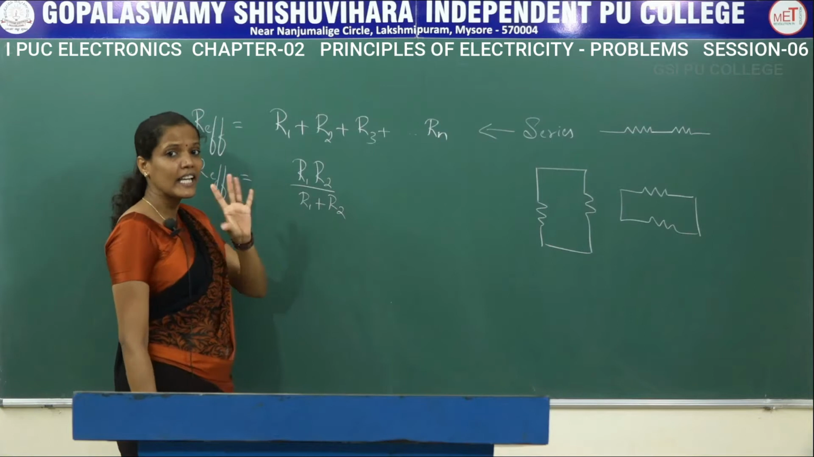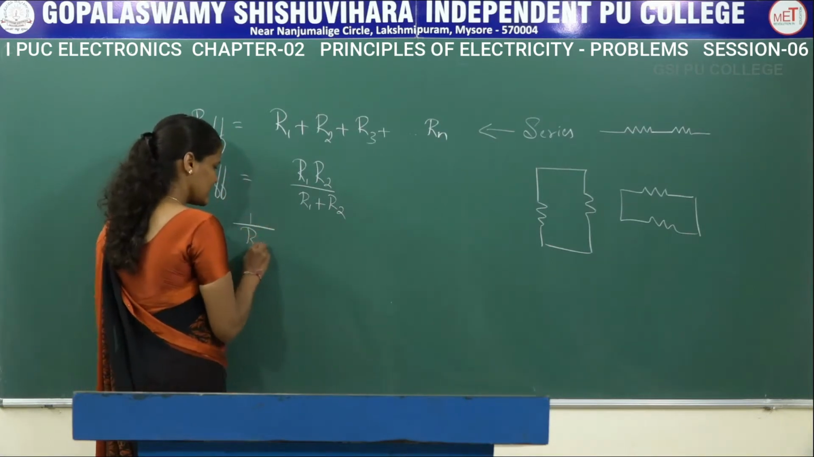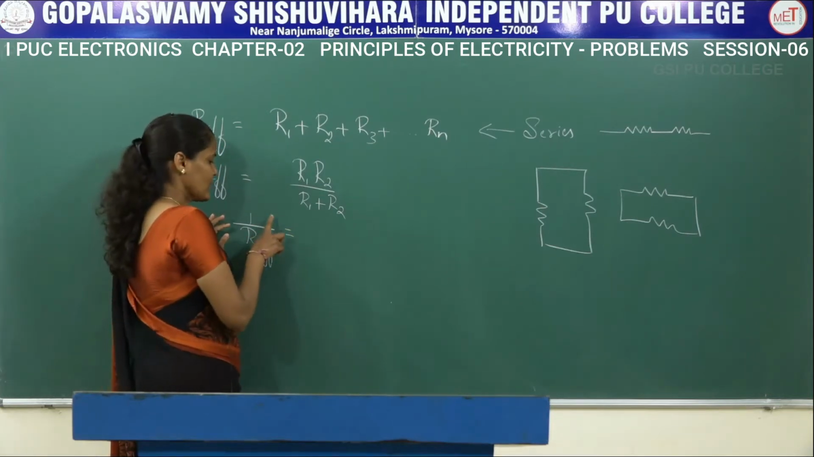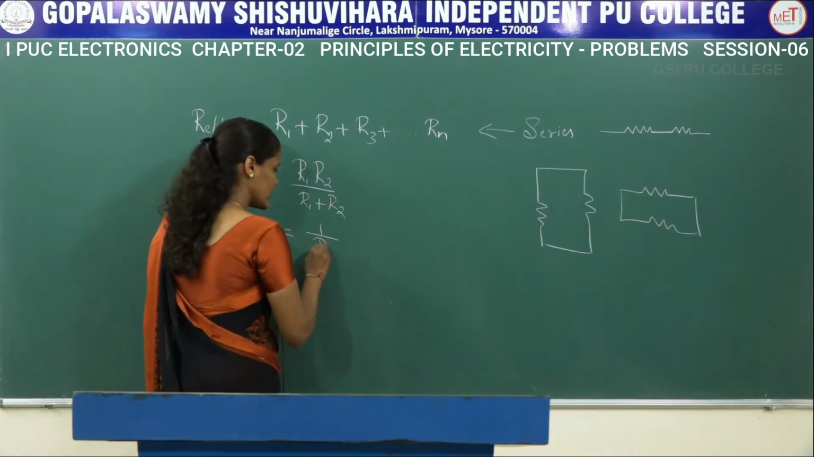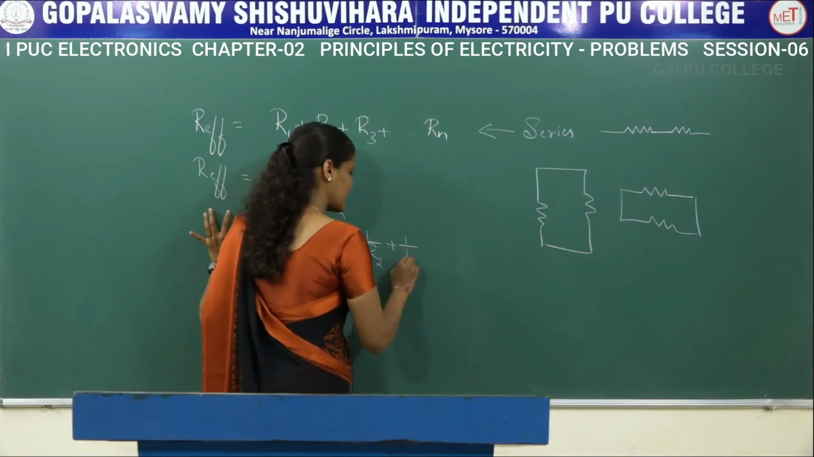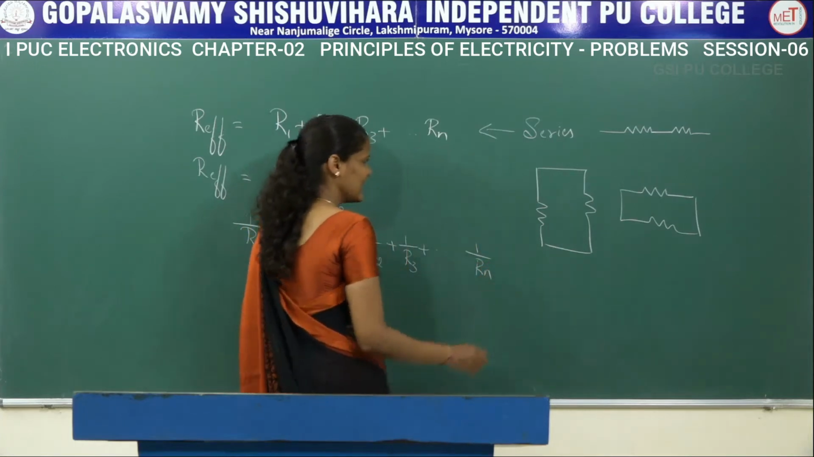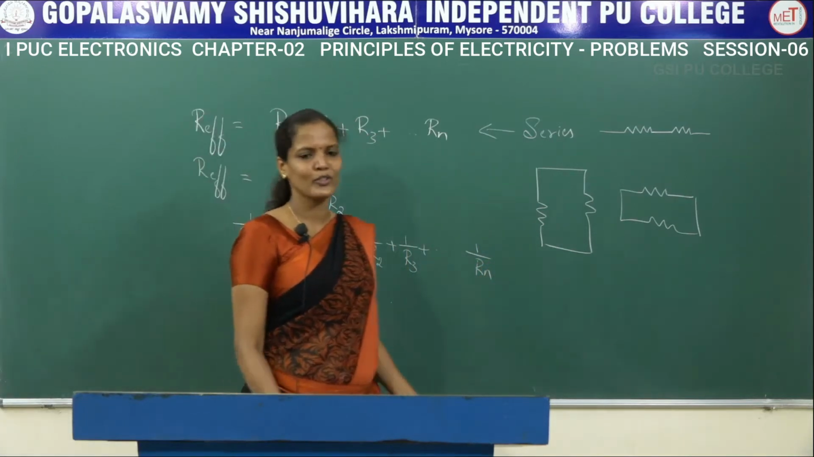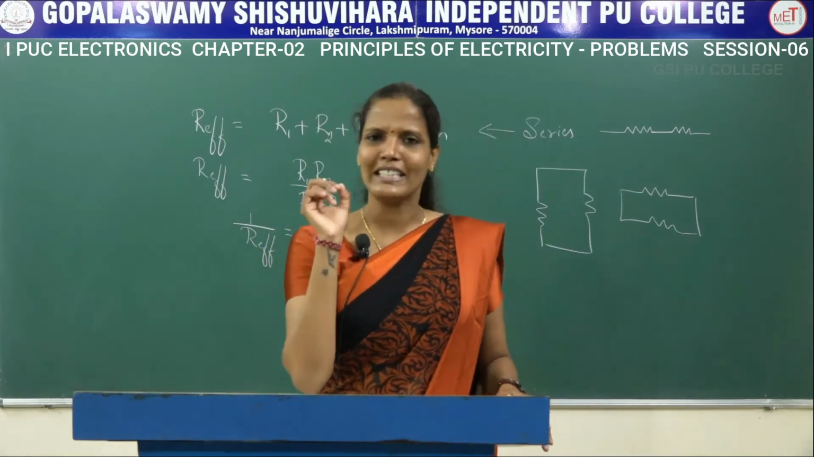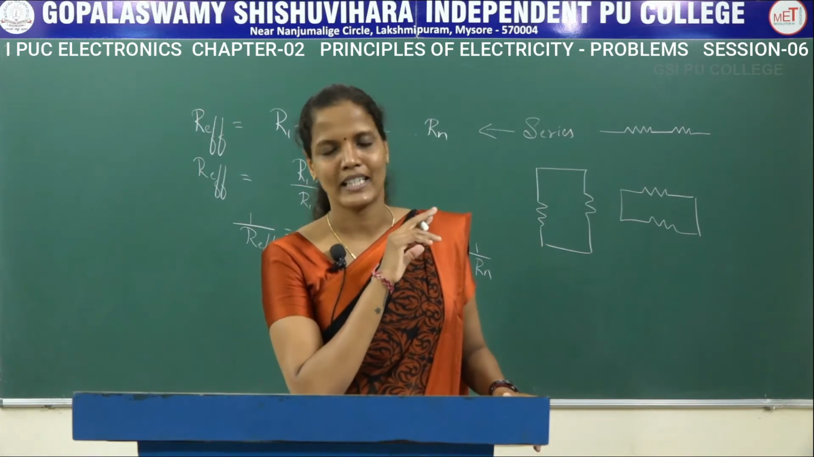Suppose there are n number of resistors which are connected in parallel anta helidaga the effective resistance value will be calculated by 1 by R effective equals 1 by R1 plus 1 by R2 plus 1 by R3 plus so on up to 1 by Rn. So these are the formulas what we are going to use in order to solve the given problems. So now let us try to solve some of the problems based on these particular formulas.